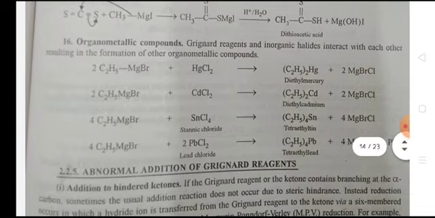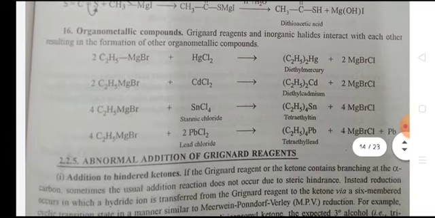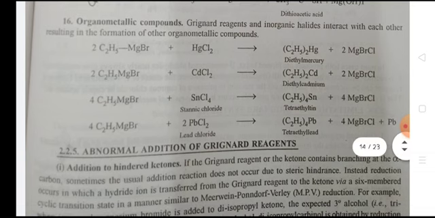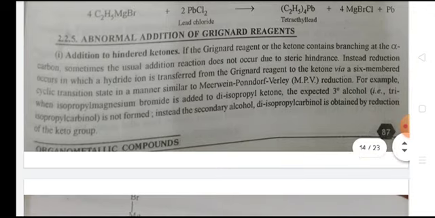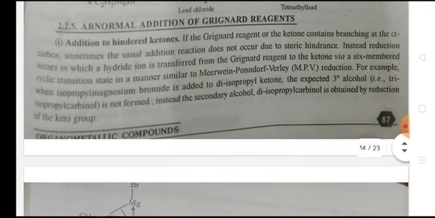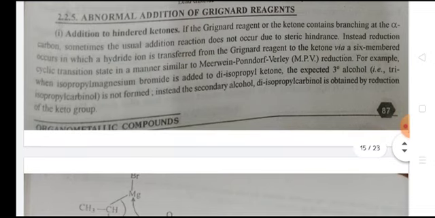Eighteenth, organometallic compounds. Grignard reagents and inorganic halides interact with each other, resulting in the formation of other organometallic compounds. Abnormal addition of Grignard reagents. First, addition to hindered ketones. If the Grignard reagent or the ketone contains branching at the alpha carbon, sometimes the usual addition reaction does not occur due to steric hindrance.